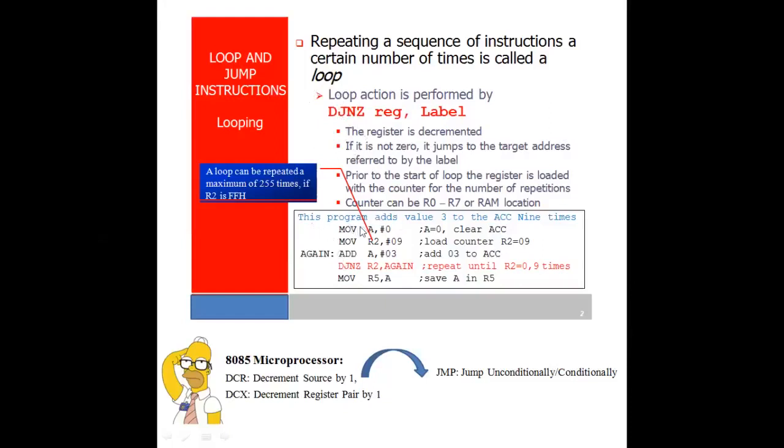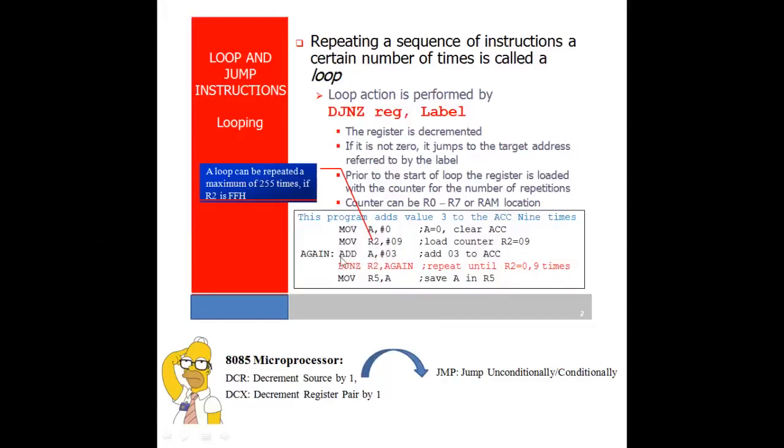This program is written to add the value 3 to the accumulator 9 times. The accumulator is cleared first, so the accumulator is loaded with the immediate data 0. The register R2 is assigned as the counter and loaded with the value 09, since I have to add 3 nine times. After that, we write the instruction ADD A, #03, so 03 will be added to the accumulator and stored inside the accumulator.